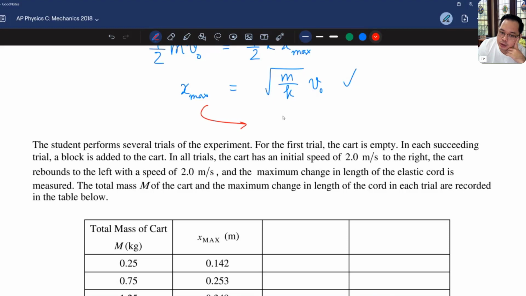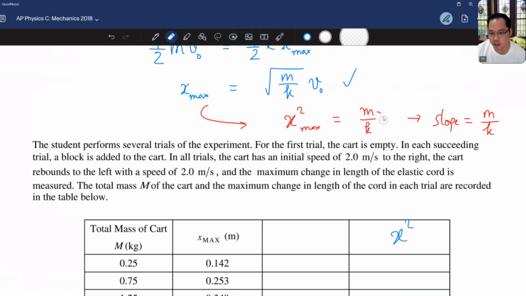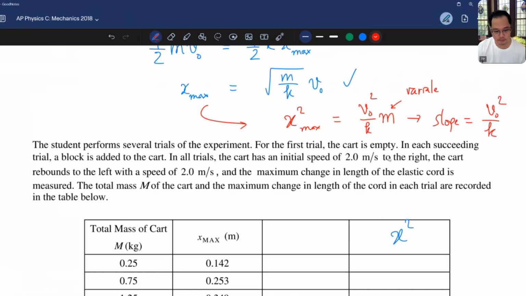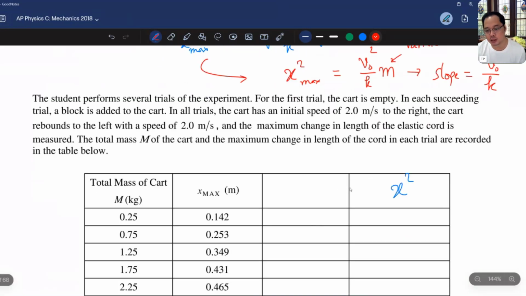So yes, I now will square both sides. x squared max equals m over k times V0 squared. V0 is constant, therefore the mass is the variable. And the mass is the changing variable. Therefore, the slope is V0 squared over K. So, for the two columns, what other thing should we calculate?